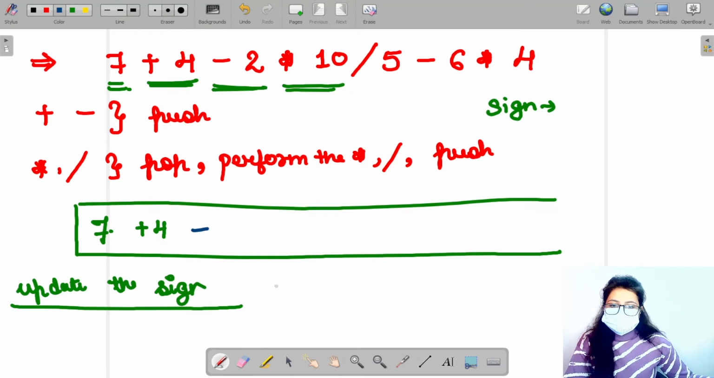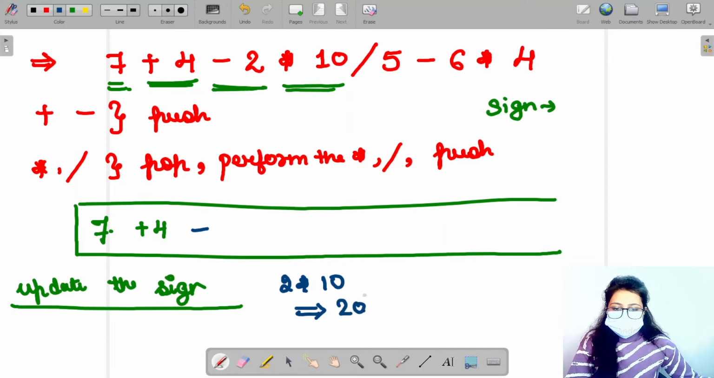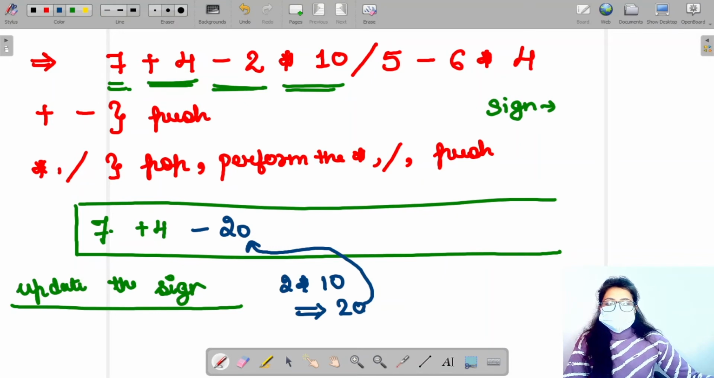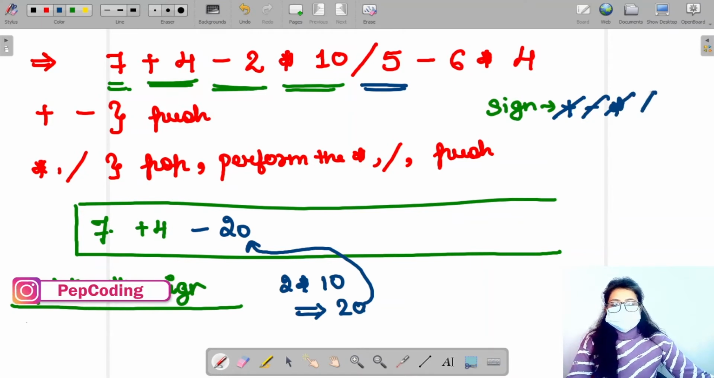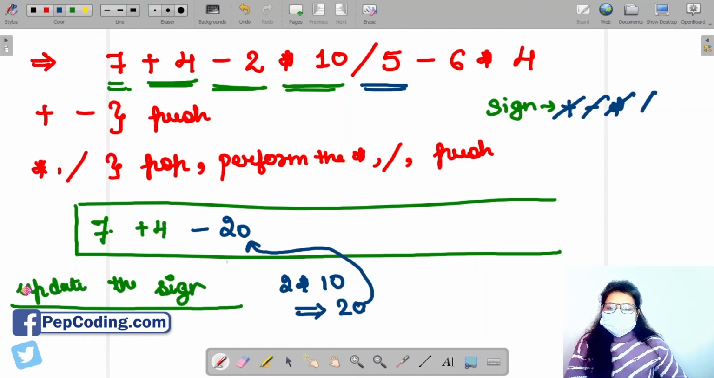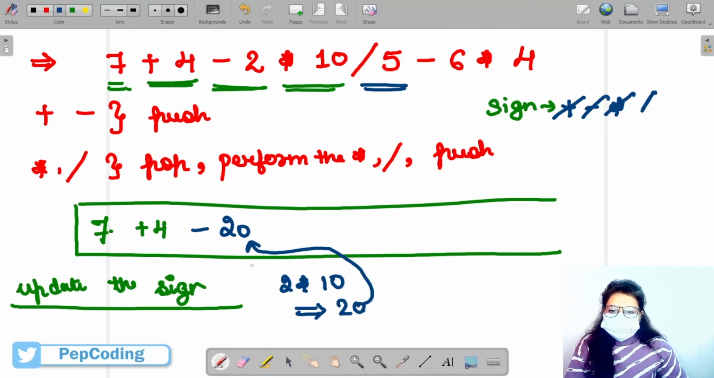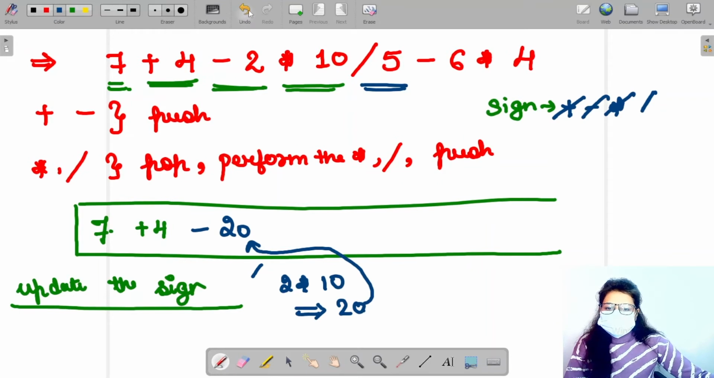And perform the expression outside. 2 into 10, we will have 20, right? Now push it back to the stack. So we'll have 20. Then divide by 5 came. We were updating the sign also, right? First the plus came, then minus, then multiplication we have done, then division came. So we'll have divided by 5 here.